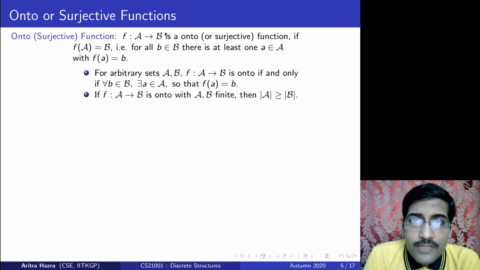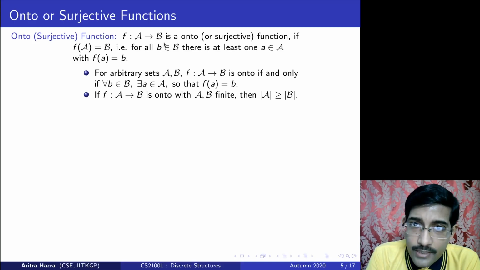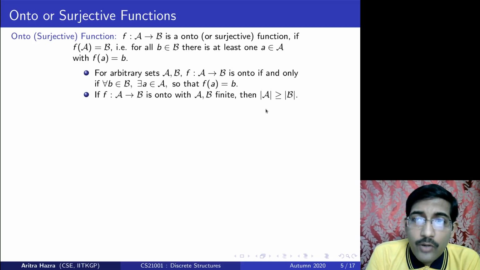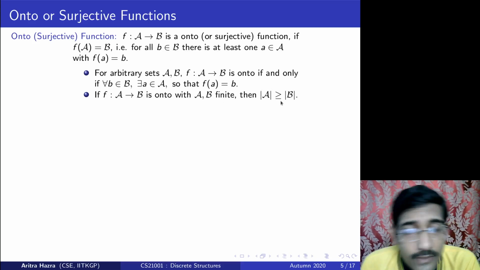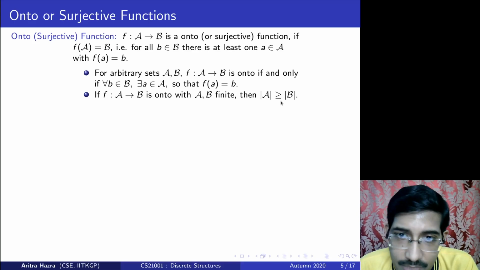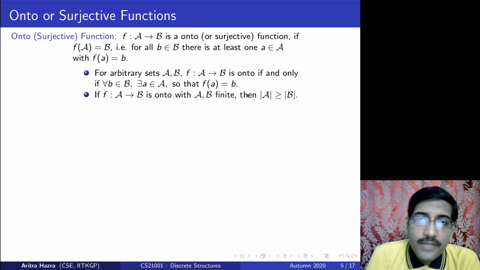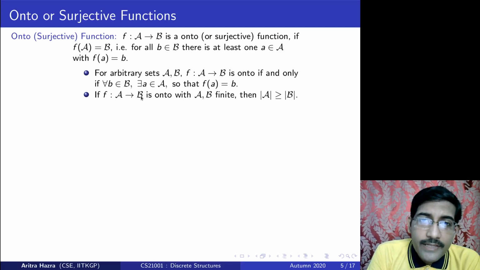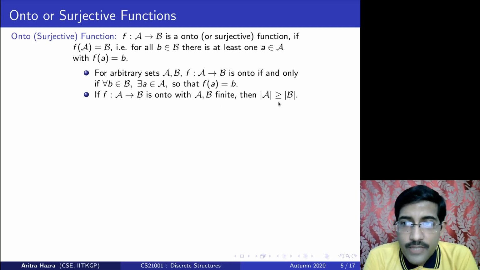Again, since for every B we have some A to associate, therefore the number of elements in A must be greater than or equal to the number of elements in B. So we say that if A and B are finite and this function is onto, then this relation is valid.